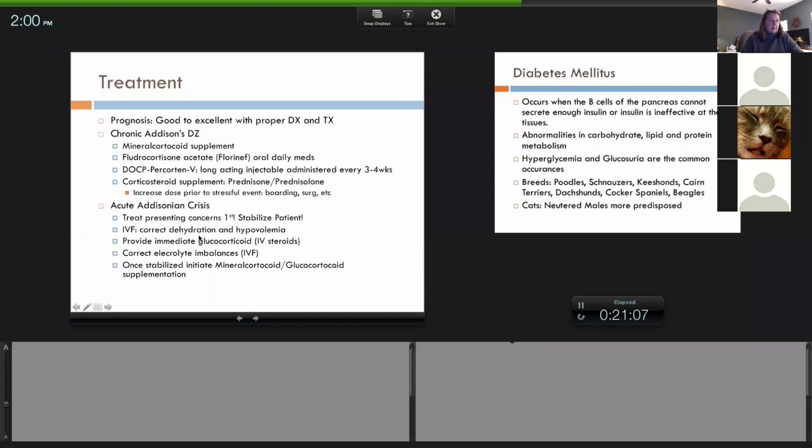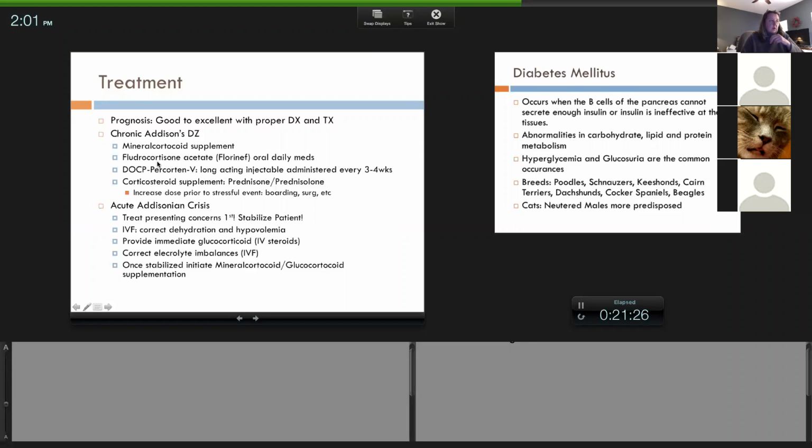Once you've stabilized a patient in a crisis, then you're going to give the treatment. So if it's chronic Addison's, or you're catching them early, then they're going to usually, first of all, need a mineralocorticoid.